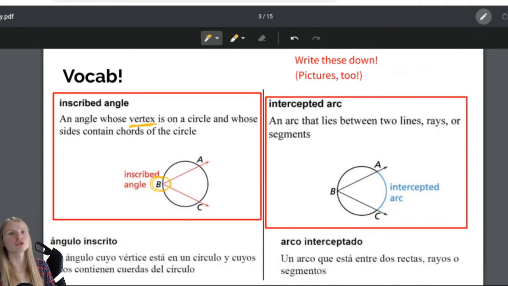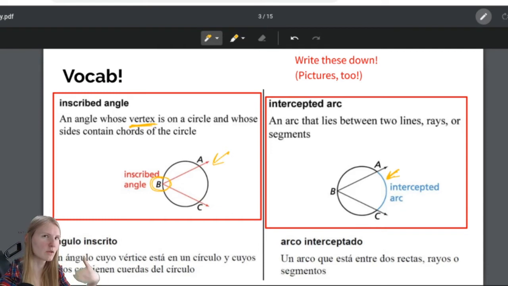The intercepted arc, what we mean when we say intercepted arc, is the arc that lies between the segments of the angle. So that blue piece right here, that is the intercepted arc. So we can see that this is an angle and this is an arc. So inscribed angle, intercepted arc. Okay, those definitions should be in your notes. The pictures should be in your notes.